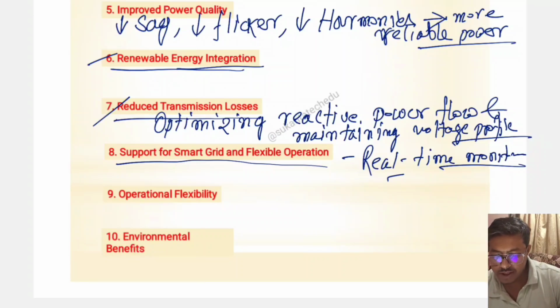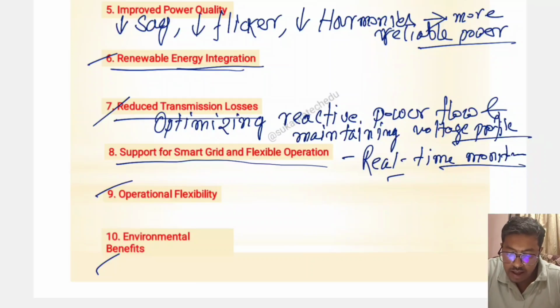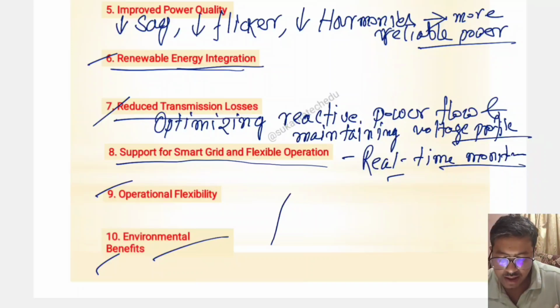Then the operational flexibility. So FACTS provide operators with more control over grid conditions, allowing better management of maintenance, scheduling and energy operations. Then the environmental benefits. By improving transmission efficiency and reducing the construction of new lines, FACTS indirectly reduce the environmental impact and land use. So these are the different opportunities of FACTS.